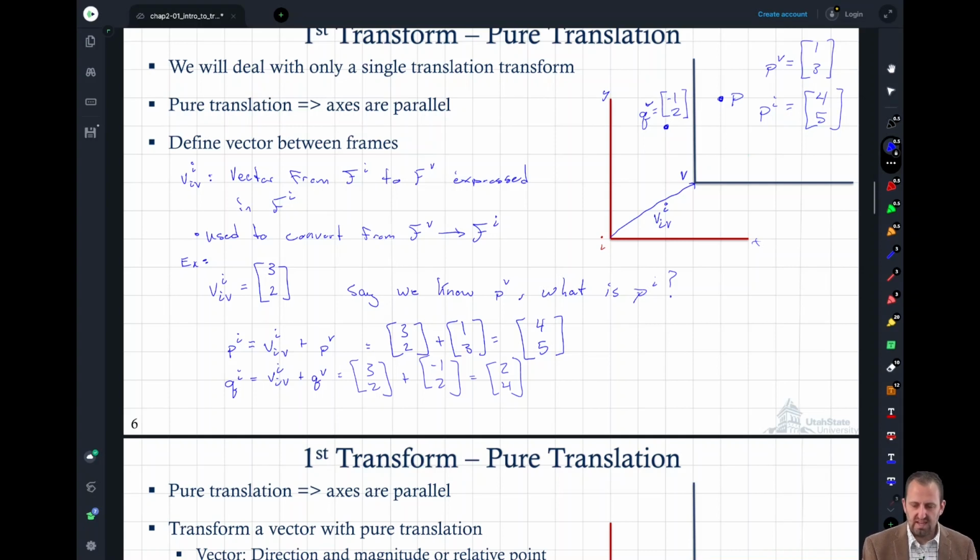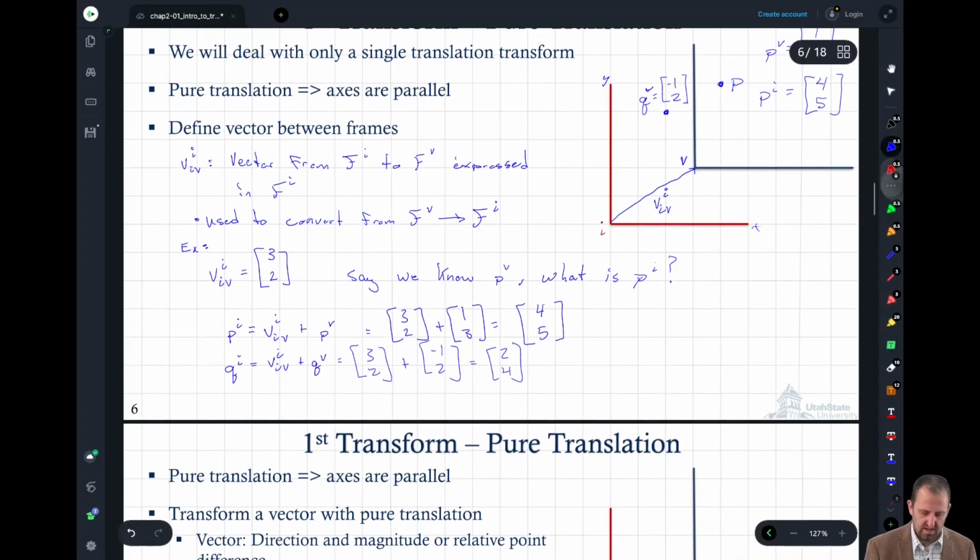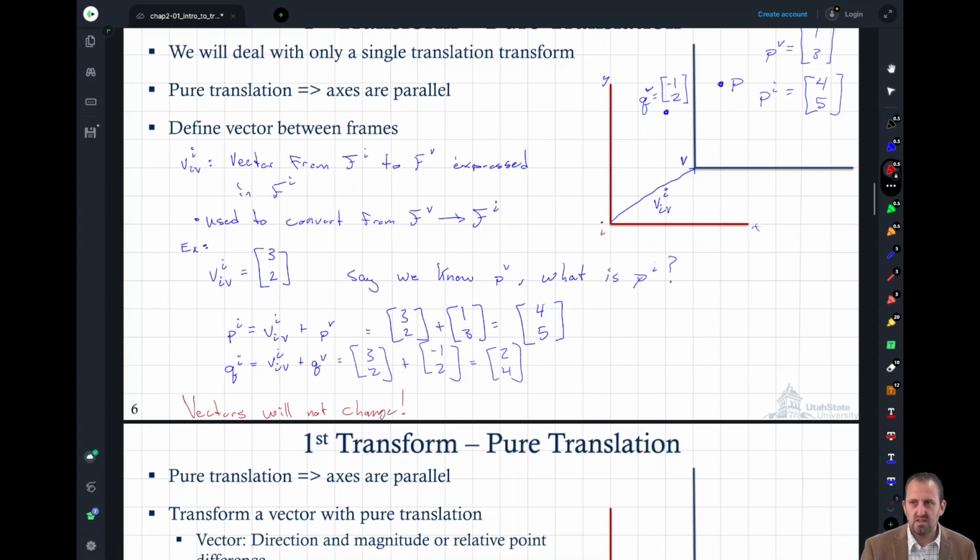Okay, so we have that first pure translation, our first transform. One big note to make is that the vectors will not change. So what we've been talking about is purely for points. We want to translate a vector.